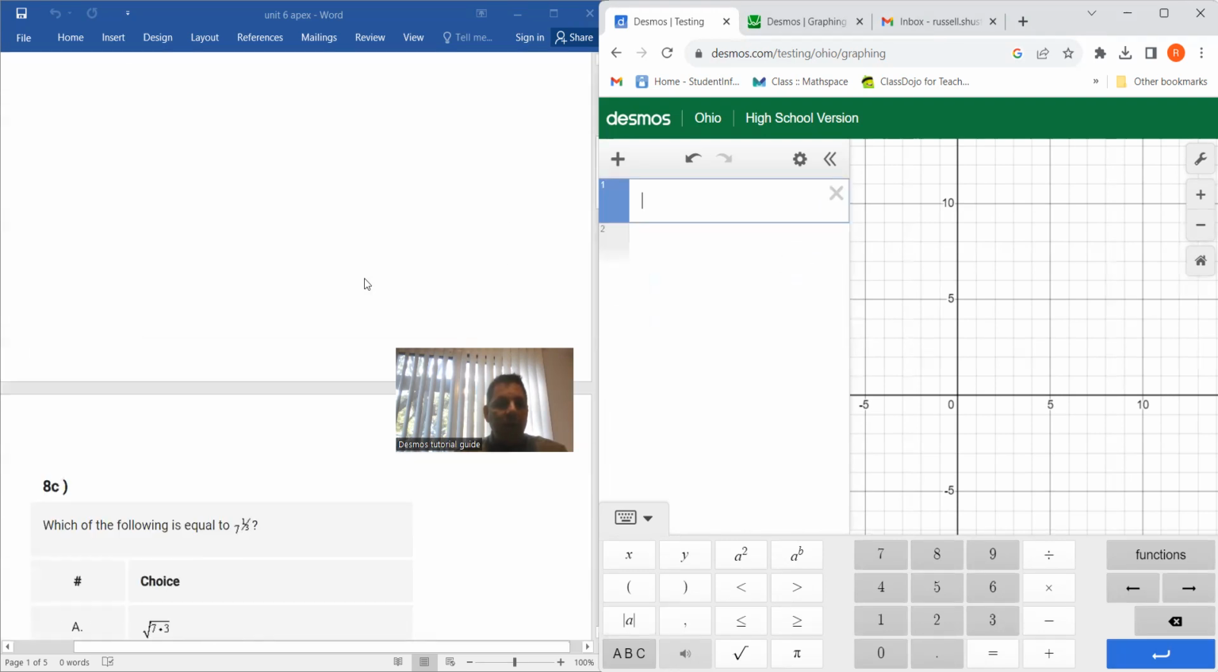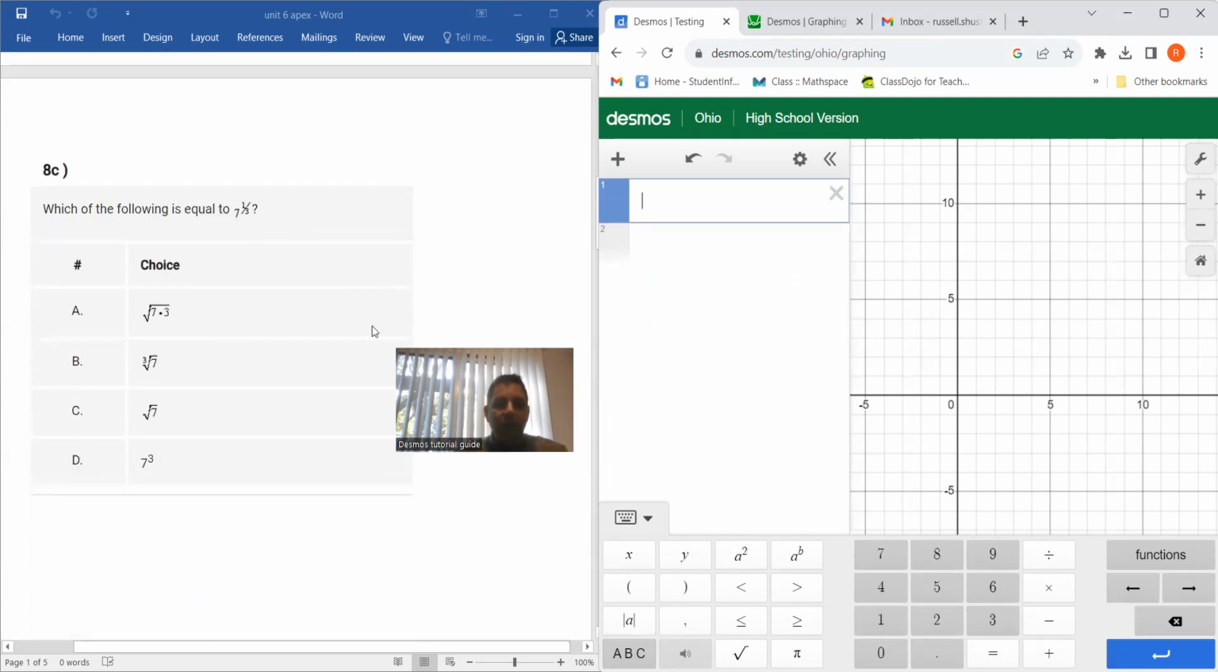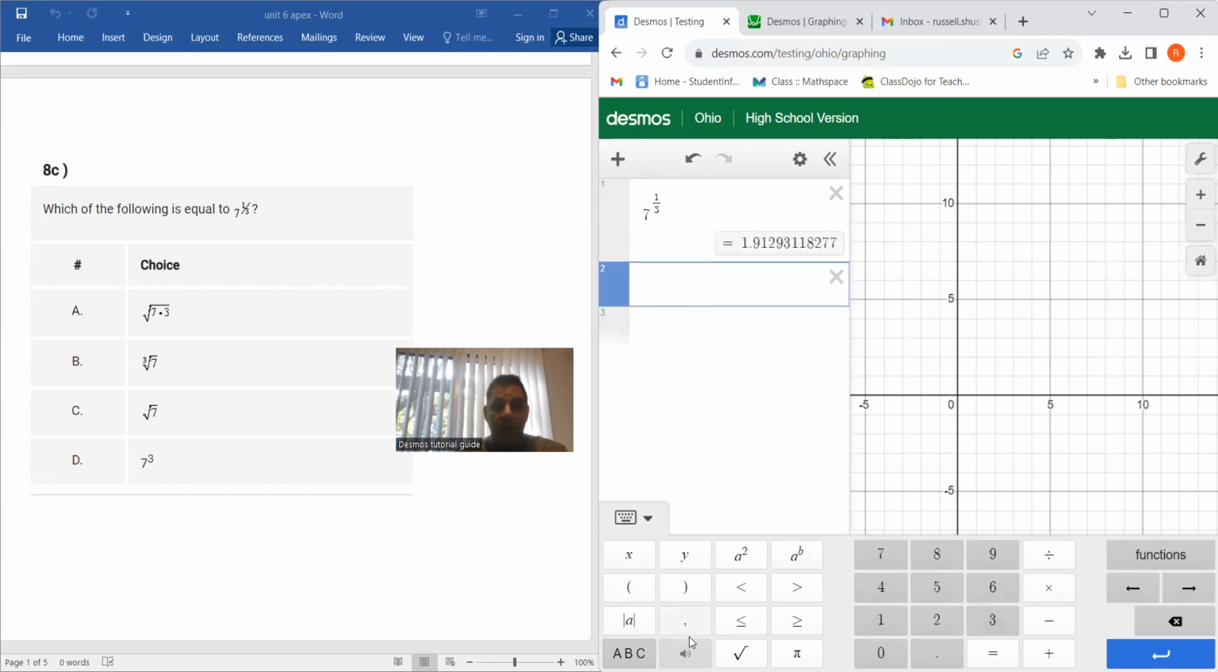Let's look at another one here. 7 to the 1/3 power. So 7 raised to the 1/3 power gives you this decimal. Let's systematically go through and see which one of those matches. So we'll do square root of 7 times 3, not the same. Now this is a cube root.